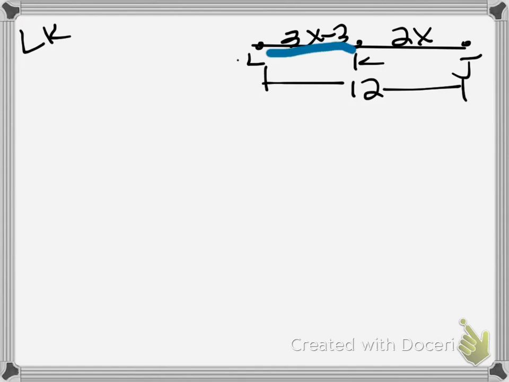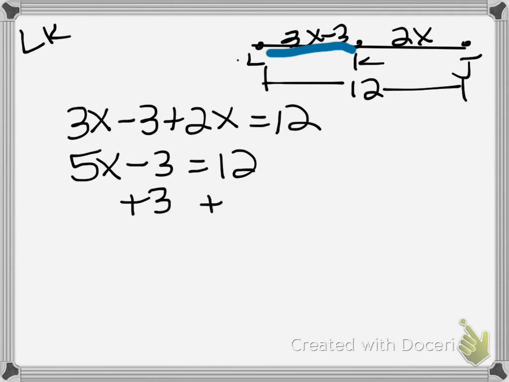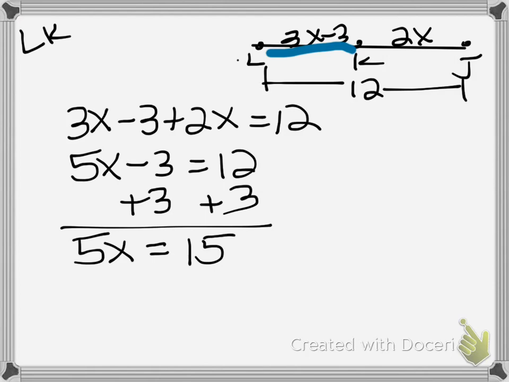But just like we did on the last problems, before we can find out what LK is, we need to know what x is. So we're going to do an equation, 3x minus 3 plus 2x equals 12. Put our like terms together, 5x minus 3 equals 12. Add the 3 to both sides. We get 5x equals 15. Divide by 5, and our x value is 3.